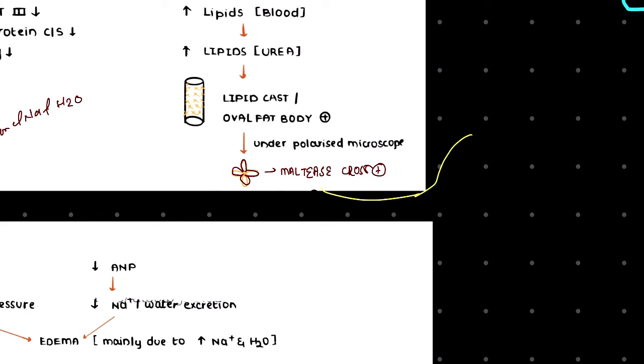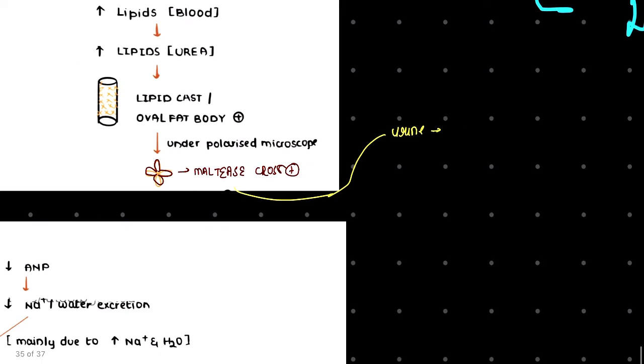Now these Maltese crosses will appear in urine, right? These Maltese crosses, or oval fat bodies, will appear in urine, and that is called lipiduria, and it is seen in nephrotic syndrome. So Maltese cross in urine is seen in nephrotic syndrome.